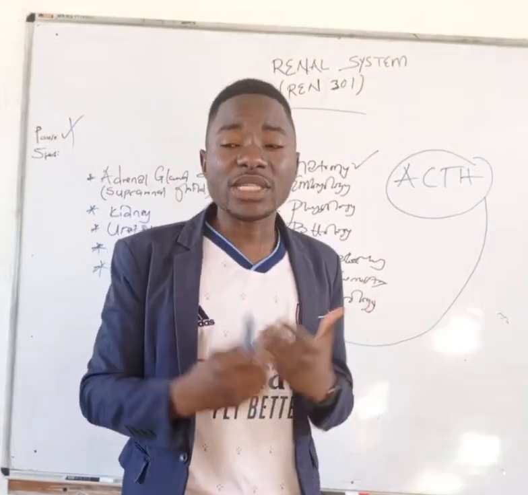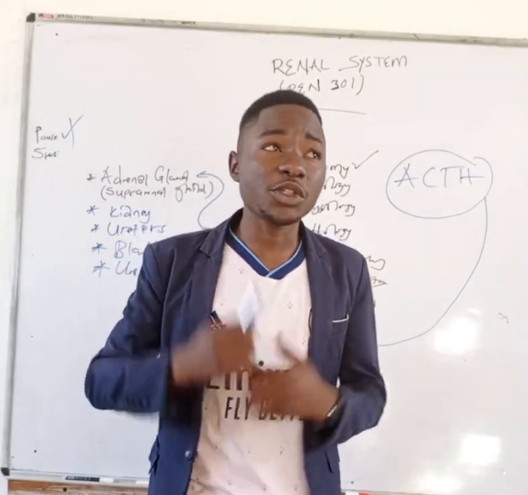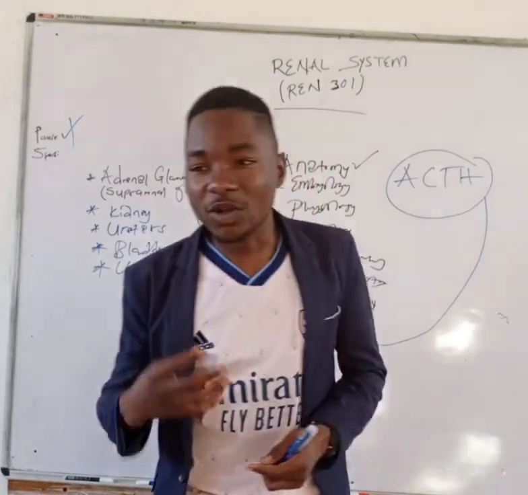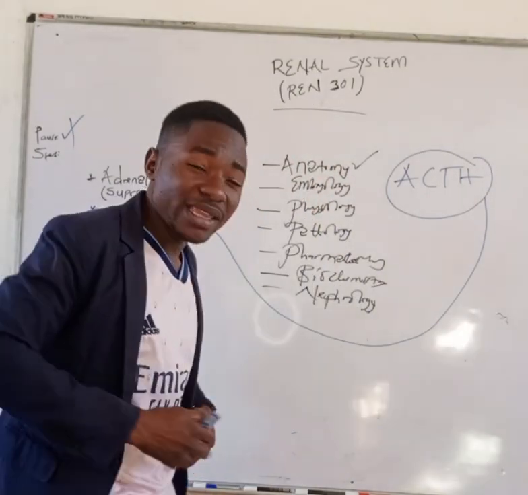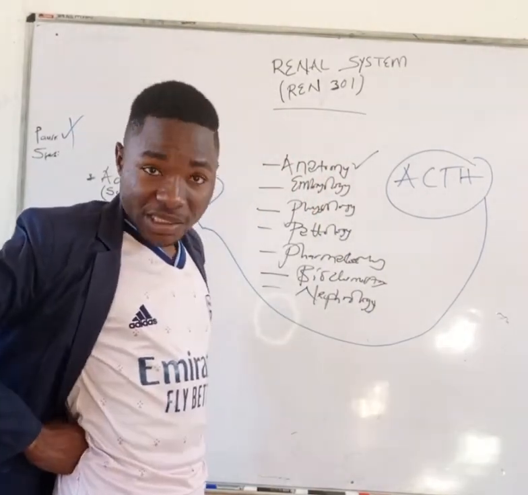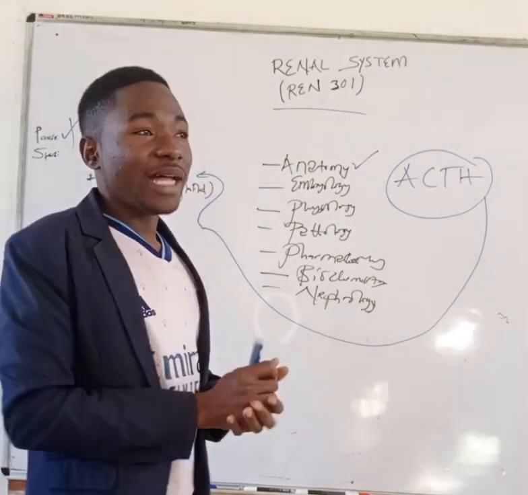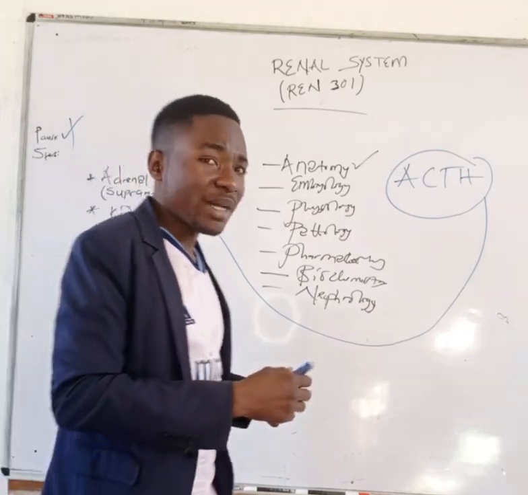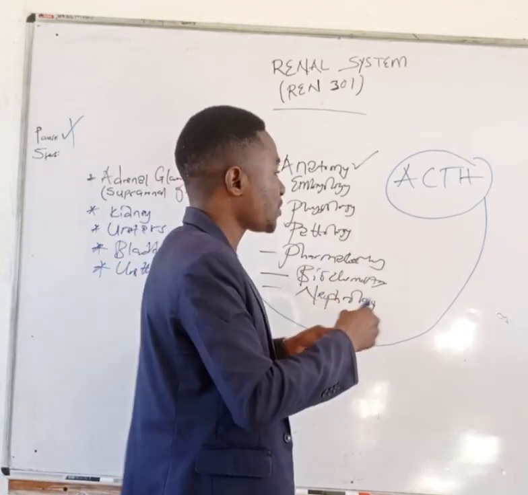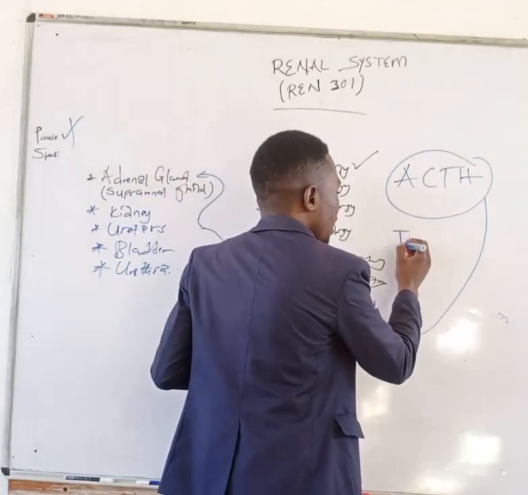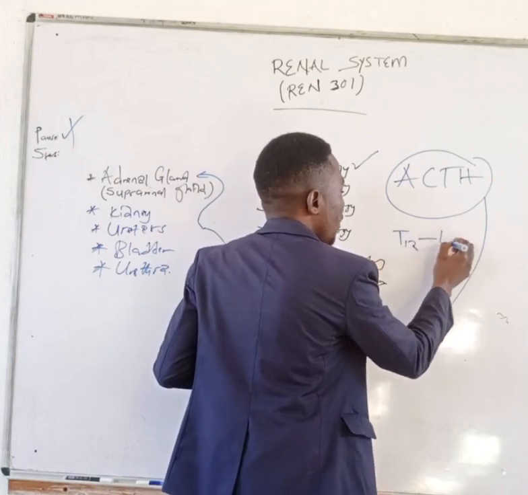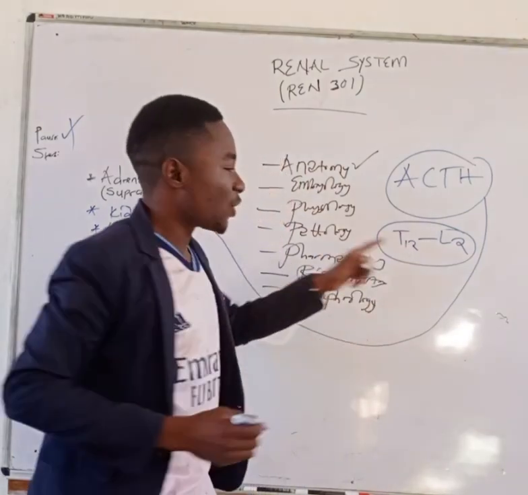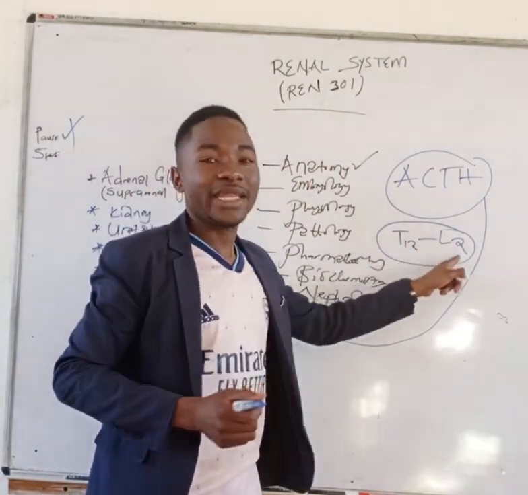So what else are we supposed to know that is important? We're supposed to know the anatomy and location of the kidneys. Where are they located? The kidneys are in the retroperitoneal space, at the back of the abdomen. It's a retroperitoneal organ, located between T2 and L2. Guys, this is very, very important to remember for the rest of your life. So kidneys are located between T2 and L2.